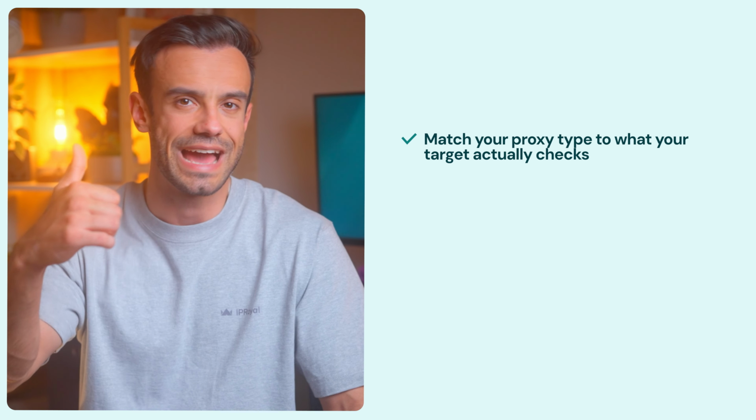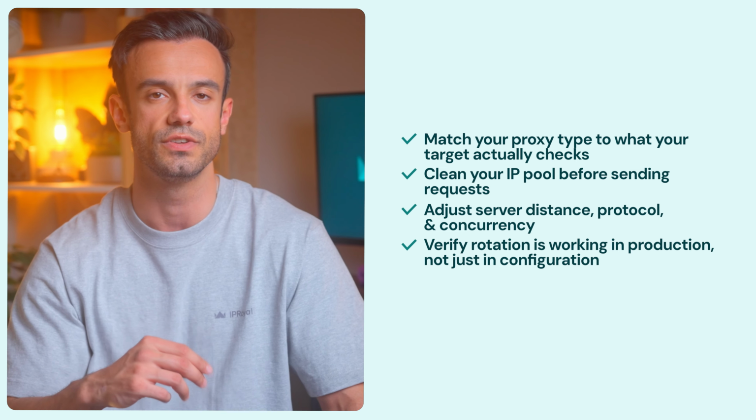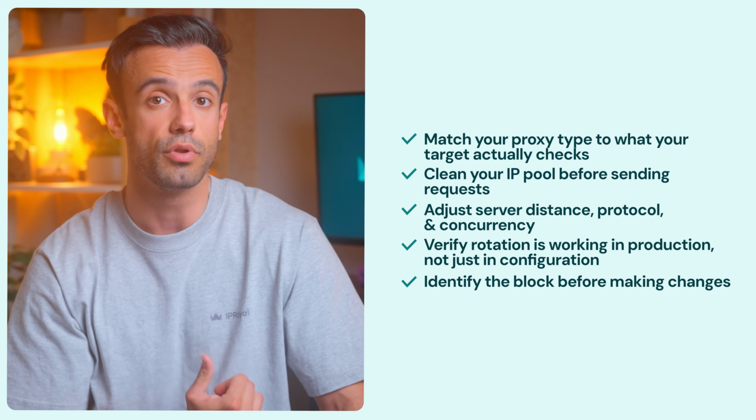So, is your proxy not working, getting blocked, or just being too slow? Make sure you match your proxy type to what your target actually checks. Clean your IP pool before sending requests. Adjust server distance, protocol, and concurrency. Verify rotation is working in production, not just in configuration, and identify the block before making changes. Most of the time, that's all it takes to go from inconsistent results to a stable, predictable operation.